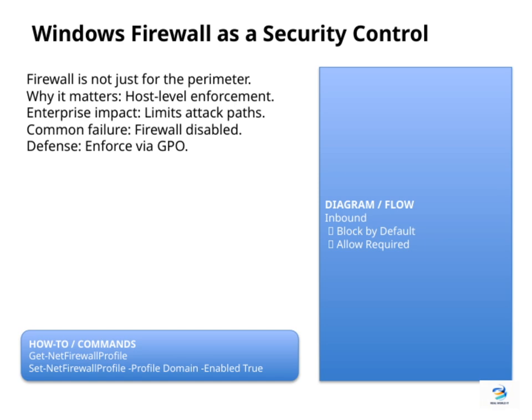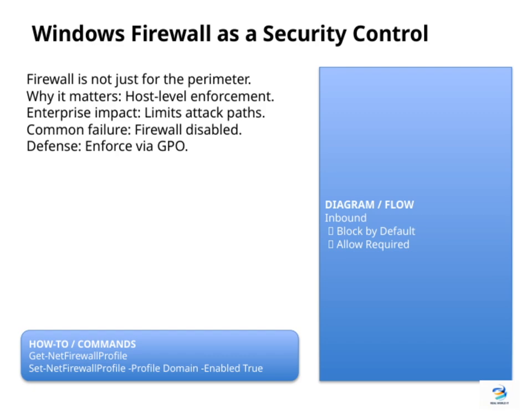It's important to remember that a firewall isn't just for perimeter defense. It also provides critical host-level enforcement, which means each individual machine can control what inbound and outbound traffic is allowed. This is crucial because it limits attack paths, reducing the chances an attacker can exploit vulnerabilities from the inside or outside. A common failure we see is when the firewall gets disabled, leaving the host unprotected. To prevent that, organizations often enforce firewall settings through Group Policy Objects, or GPO, ensuring consistent security across all machines.